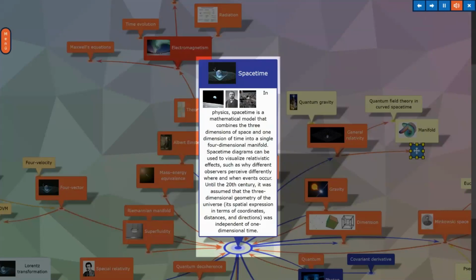SpaceTime. In physics, space-time is a mathematical model that combines the three dimensions of space and one dimension of time into a single four-dimensional manifold. Space-time diagrams can be used to visualize relativistic effects, such as why different observers perceive differently where and when events occur. Until the 20th century, it was assumed that the three-dimensional geometry of the universe, its spatial expression in terms of coordinates, distances, and directions, was independent of one-dimensional time.